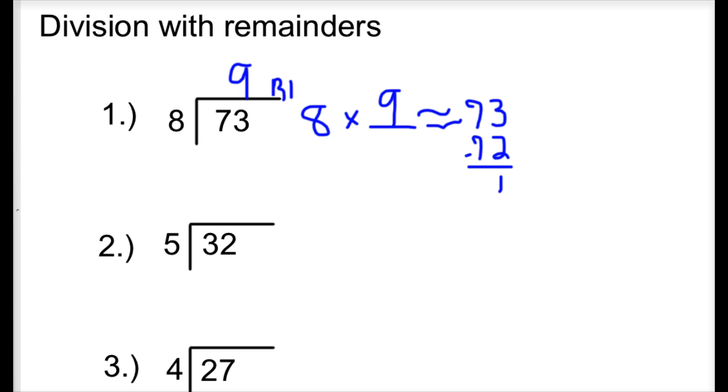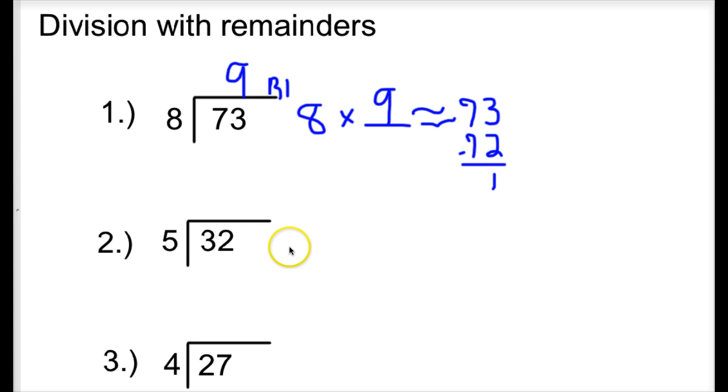Let's try number 2. 32 divided by 5. Let's look at how we're going to solve for this. So again, here's what we're thinking. We're taking the divisor, which is 5. 5 times what number is close to or is about 32? So we want to figure out 5 times what number will get us as close to 32 as possible without going over 32. And that number is going to be 6.